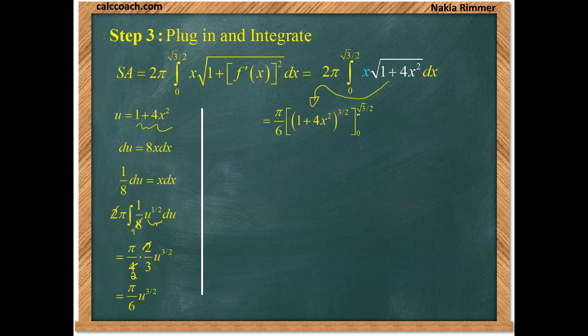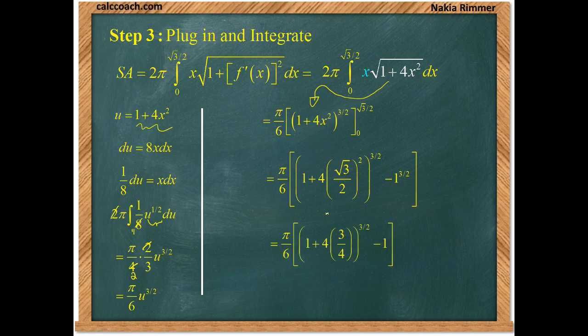Be a little careful here. We're going to plug in the square root of 3 over 2. We need to square it. Order of operations say we multiply by 4, add 1, and then take it to the 3 halves power. But when we plug a 0 in, we just get 1 to the 3 halves, which is just 1. So we need to square root 3 over 2. Square the top, square the bottom, you get 3/4. These 4s cancel each other out, and you have 1 plus 3, which is 4. And that's raised to the 3/2 power.